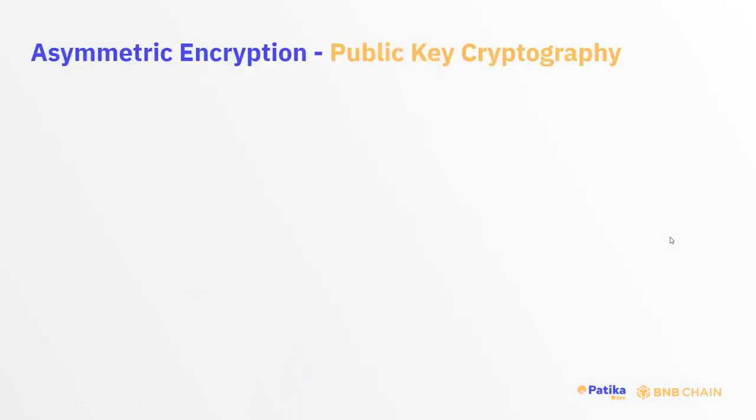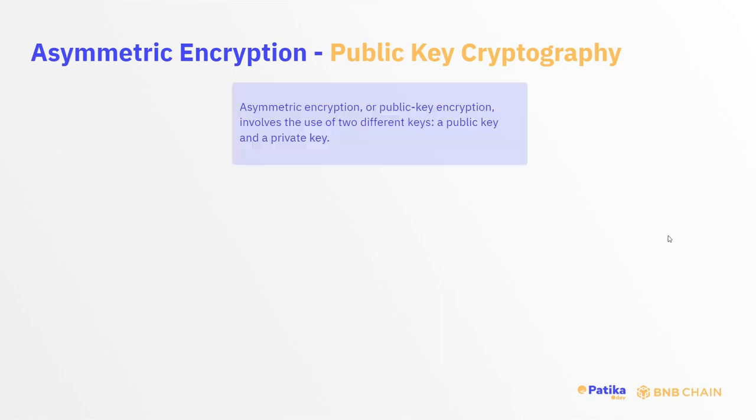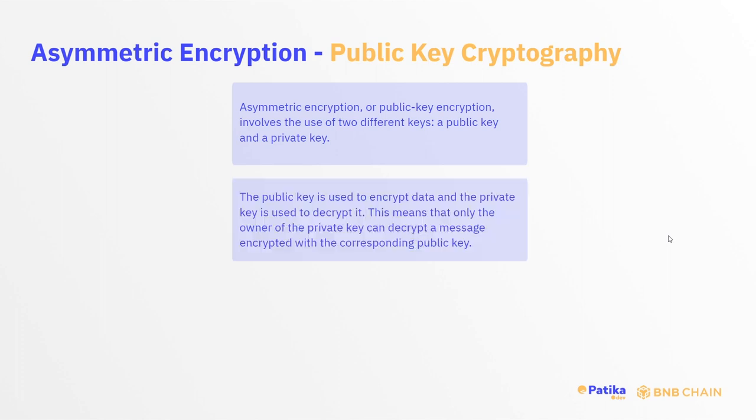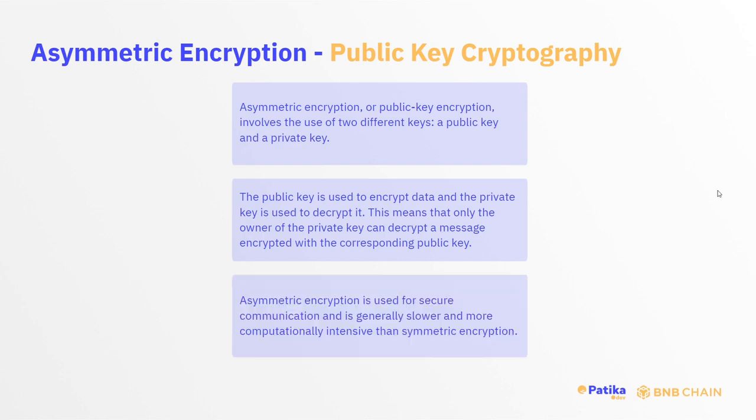Alright, so let us understand asymmetric encryption, also known as public key cryptography. Asymmetric encryption involves the use of two different keys, a public key and a private key. The public key is used to encrypt data and the private key is used to decrypt it. This means that only the owner of the private key can decrypt a message encrypted with the corresponding public key. Asymmetric encryption is used for secure communication and is generally slower and more computationally intensive than symmetric encryption.